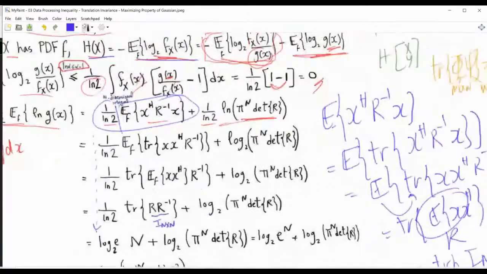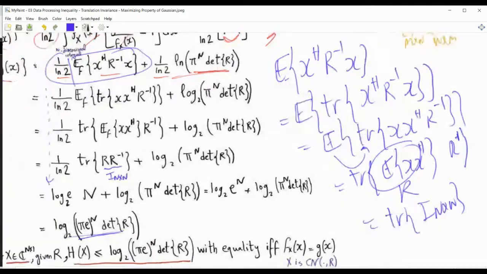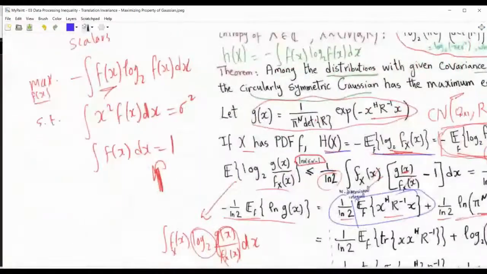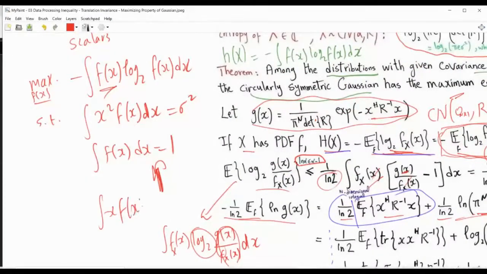And again, if you say, why do you put x x Hermitian as the covariance matrix? Perhaps x has a mean value. Always remember translation invariance. It tells you that, without loss of generality, we can deal with vectors x that are zero mean. So I can just put this constraint also, that the integral of x f of x dx is equal to 0. Not a problem.